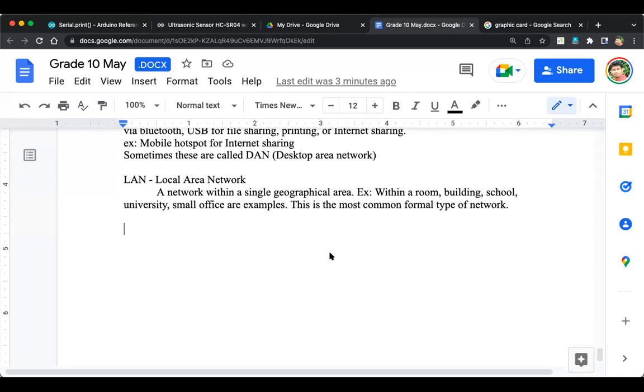Single geographical means geographical conditions are not changing from place to place. These geographical boundaries do not change, like a connection in a car.